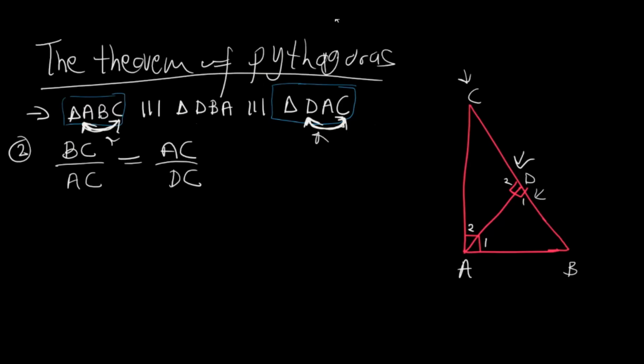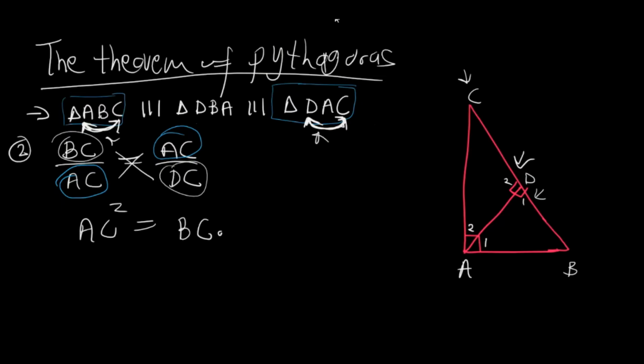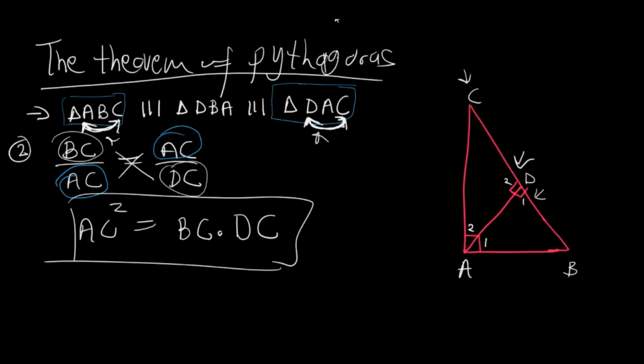So once you do this, you must have letters that multiply each other such that they give you a square, they are the same. So you can see here we have AC squared, which is equal to, you cross multiply, BC multiplied by DC, right? So this is the second corollary. The third one now, there are three actually.